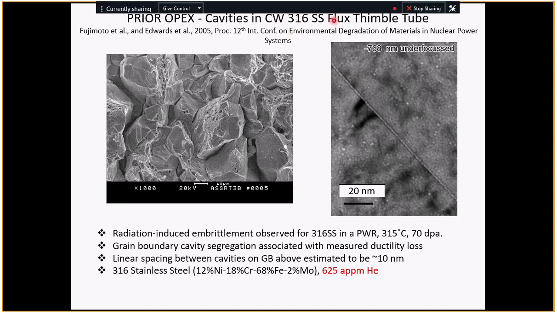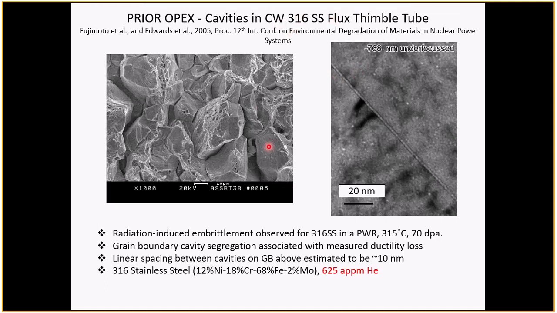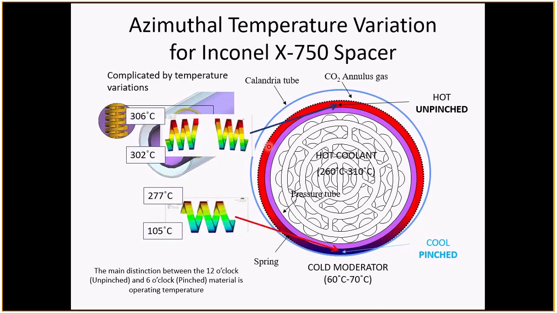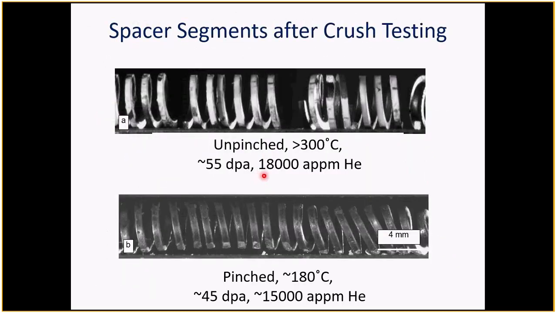And these guys are worried about, well, it's a flux thimble, so you don't have to worry too much about it because you can replace it. But we can't replace this. And we have 18,000 appm at 55 dpa, and that's only about half, just past halfway through the life of operation of the reactor. And if the thing was breaking up like this when you're crushing it, that's a bit worrying. And in the pinch zone, a little bit less helium. For some reason, I can't remember why.